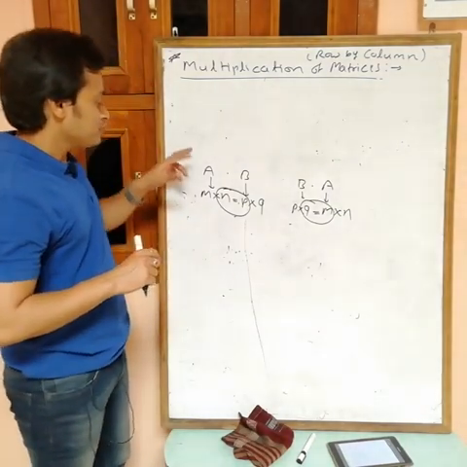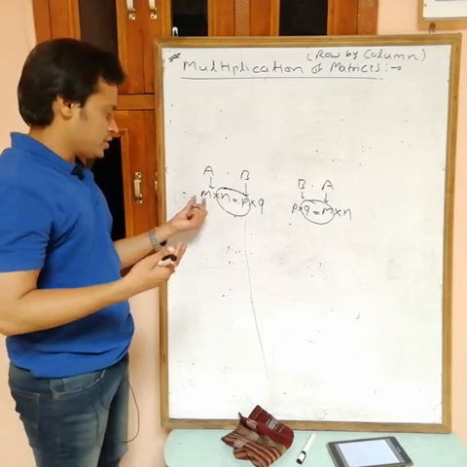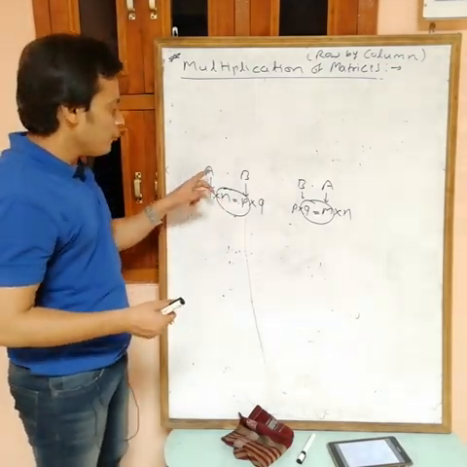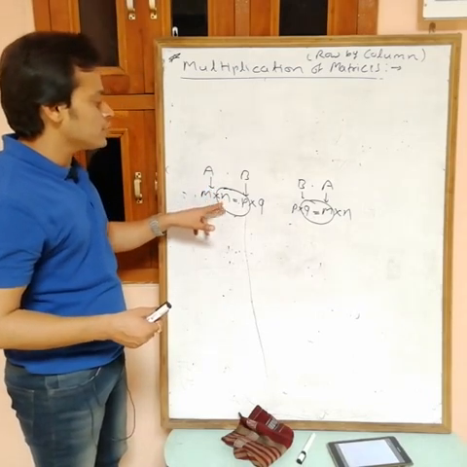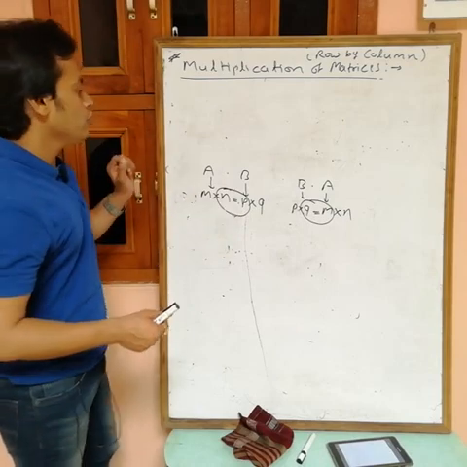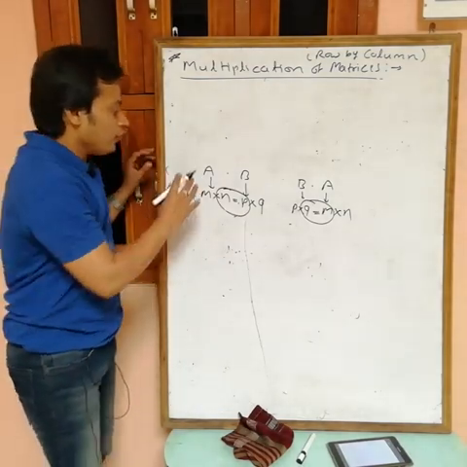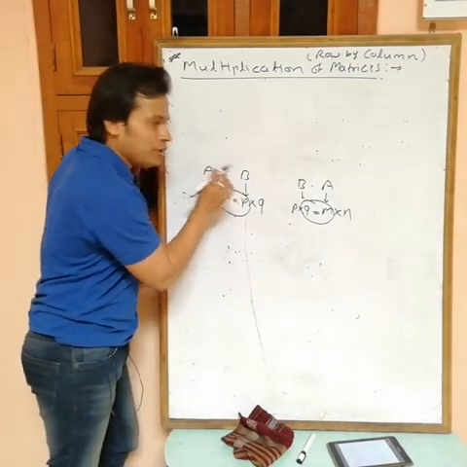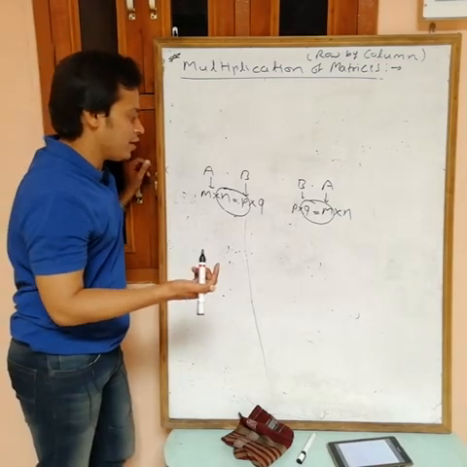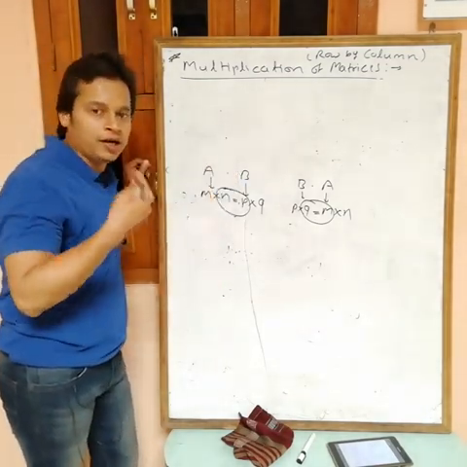The condition is that the number of columns in the first matrix must be the same as the number of rows of the second matrix. Only then is the product defined. And if A into B is defined, then at the end you will get a product matrix AB. After multiplication of A and B, again you will get a matrix.